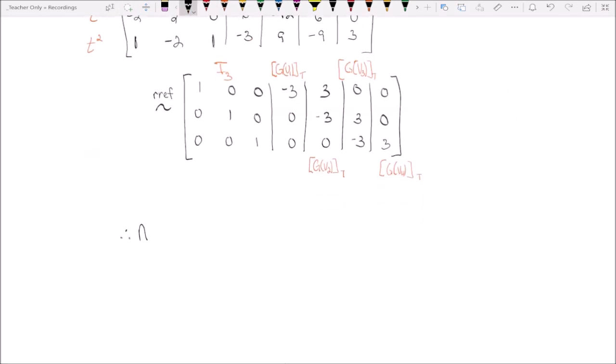So our transformation matrix, A, is, I'm going to do columns, -3, 0, 0, then 3, -3, 0, then 0, 3, -3, and finally 0, 0, 3.